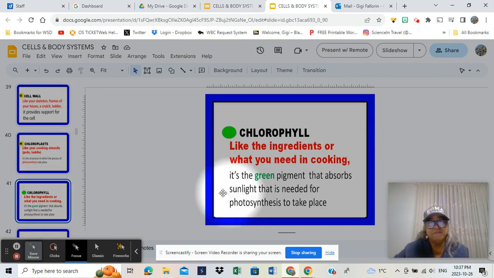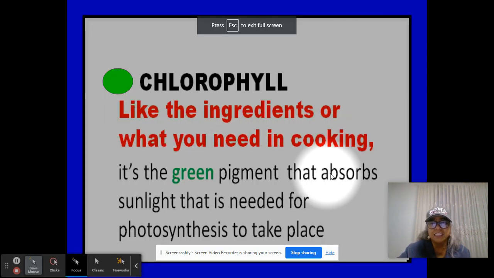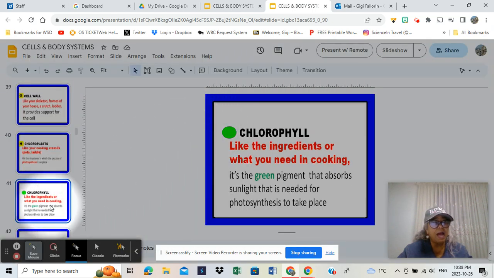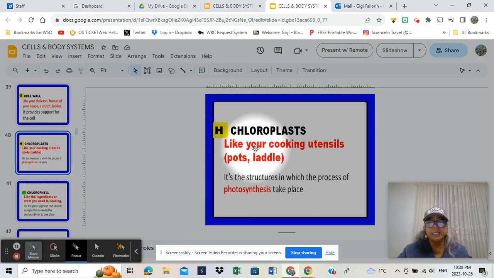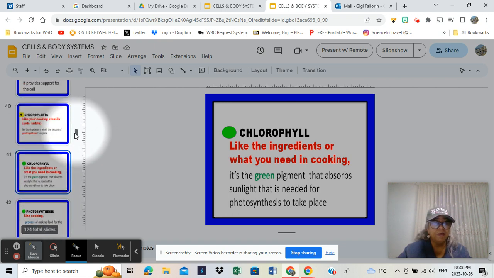Now a little bit of info here, right? So the chlorophyll, what is that? It's like the ingredients, or what you need in cooking. It's the green pigment that absorbs sunlight that is needed for photosynthesis to take place. So, going back earlier, if you have the chloroplast compared to your cooking utensils, you need to put something in it, and that would be the chlorophyll, right? That's one way of looking at it.